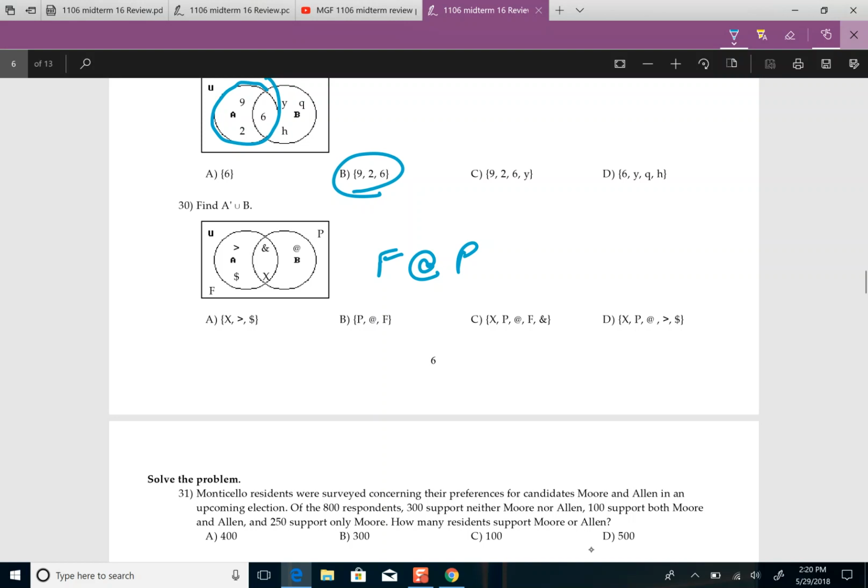The B is the name of the set. But then I'm putting it together with B. So B had the @ sign, and it has this and sign, which I know I can't draw well, and it has an X. All right, so this is what I'm looking for over here to say that's my thing. So it's not A. It's not B. This one looks good. X, here's P, here's @, here's F, and here's the and sign, and it's not that.